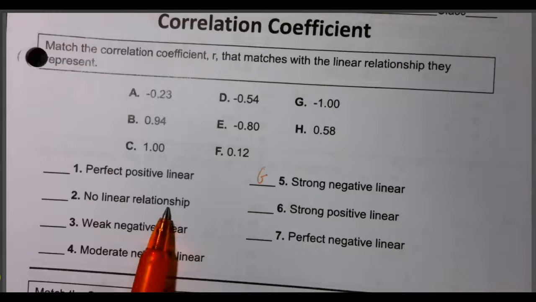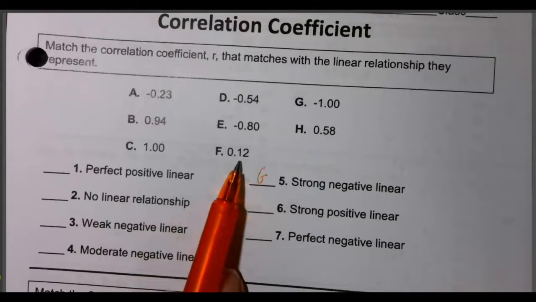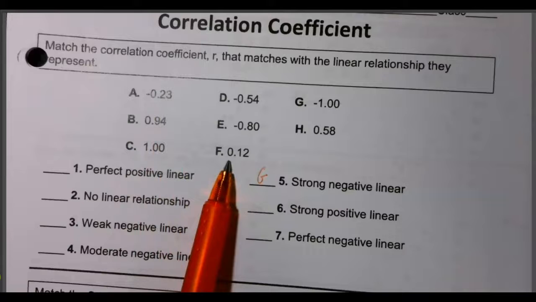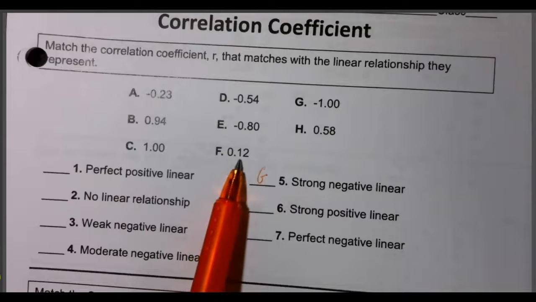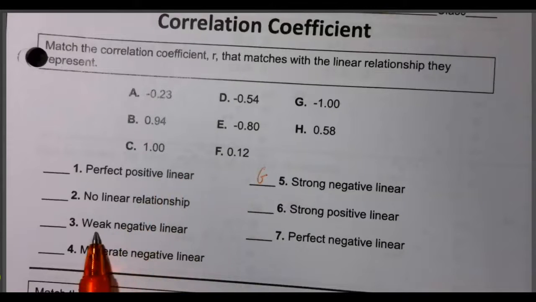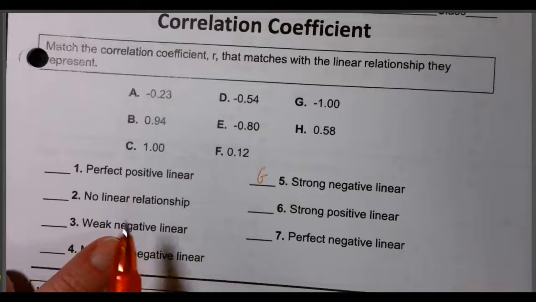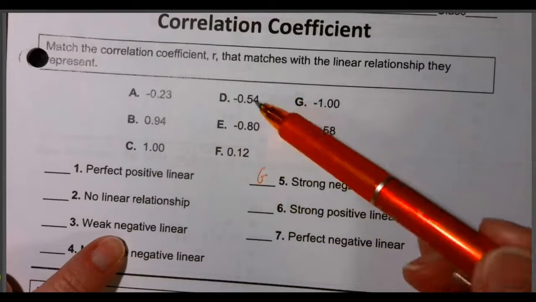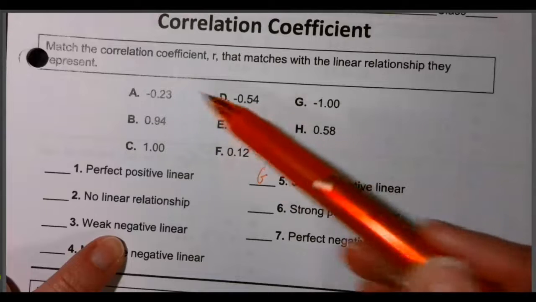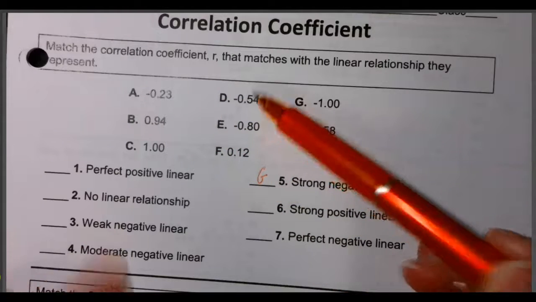No linear relationship. That one should be really tiny. This one would qualify. This one comes close, but this one is definitely no linear relationship. There's nothing going. It's so close to 0. Okay. A weak negative. So that's negative, so it has to be either this one or this one. Well, it can't be that one. See how big that is? That's close to 1. So it's going to be one of these two. One of those two could be your weak negative.